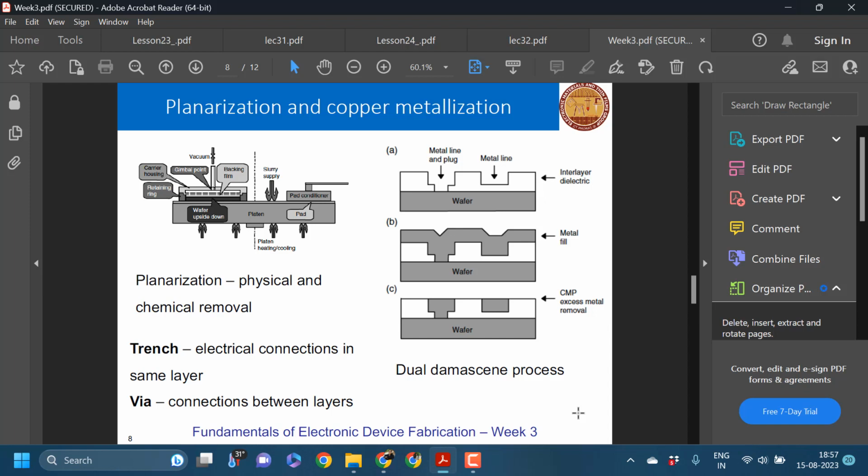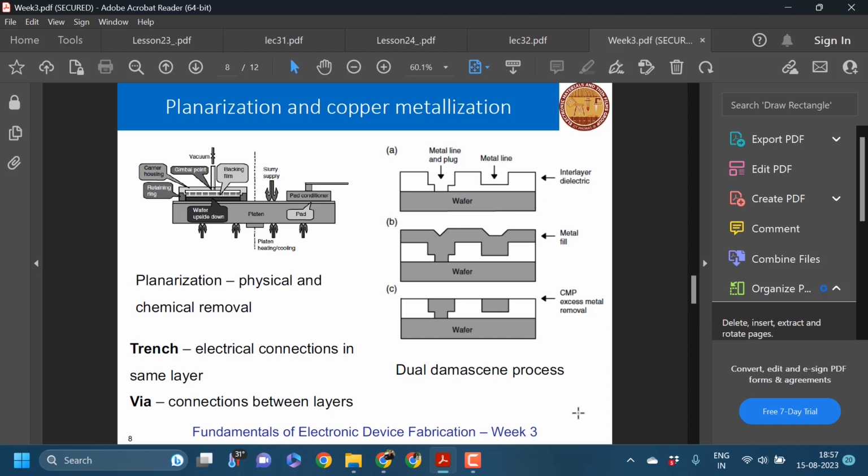Then the metal layer will be deposited by electroplating. A barrier layer is first deposited, followed by a seed layer. Then electroplating will be used for depositing the rest of the metal. And finally, polishing will be used for removing the excess metal and achieving a planar surface. And the process will be repeated for multiple layers.